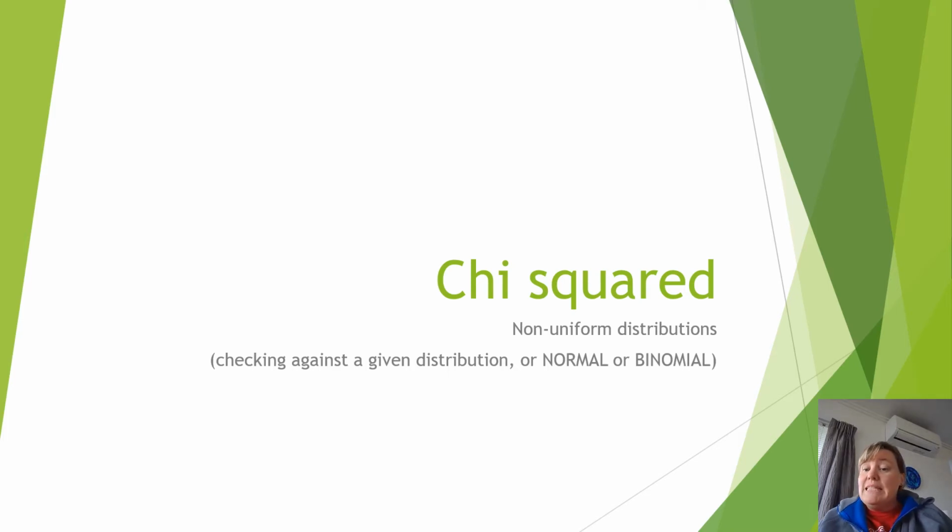All right, peoples, this is the last of the chi-squared videos. As you know, we've been having a look at checking whether things match different distributions, and we've had a look at a uniform and then one that's not a uniform, but you're given the bits. Today, we're going to have a look at what you do when you have something that they suggest is normal or binomial. Exactly the same process, everything's the same.